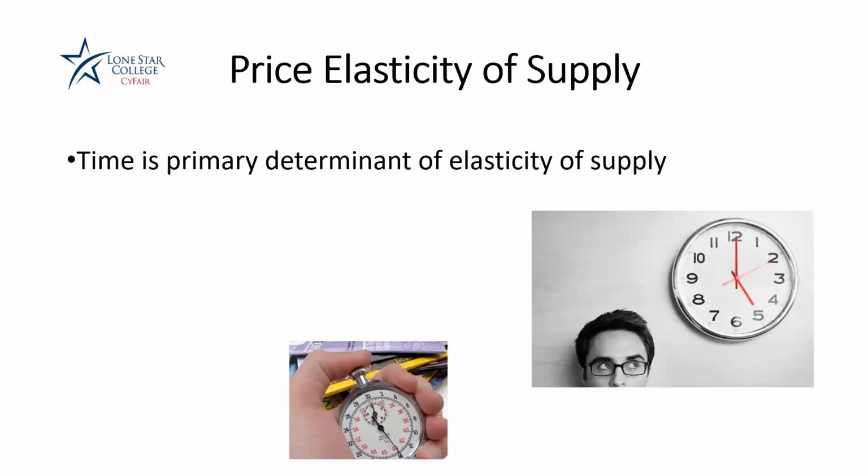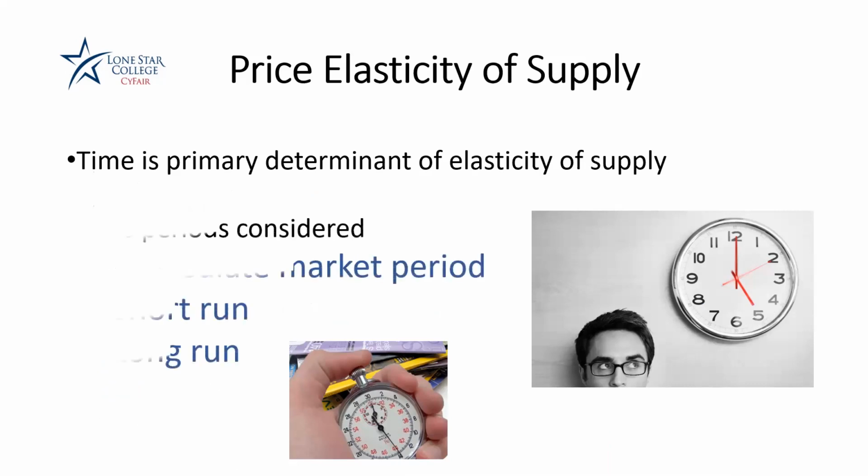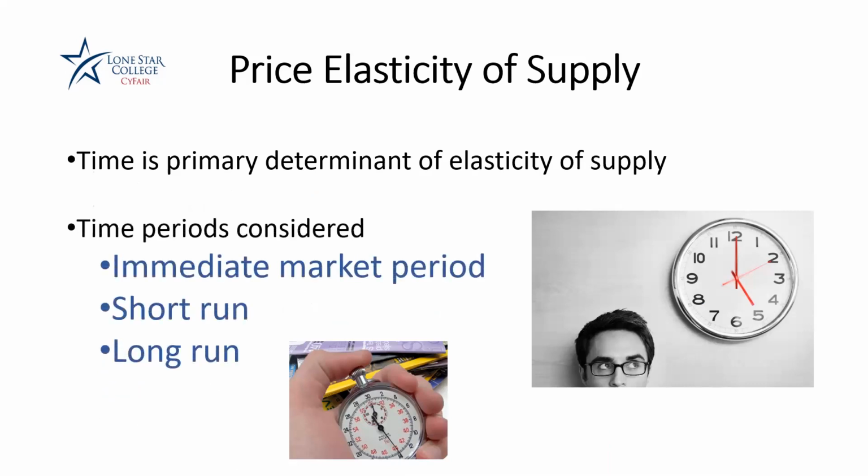Now let's talk a little bit about time. So we have 3 different time periods in microeconomics that are going to impact our price elasticity of supply. We have immediate market, we have short run and long run. Typically, when we say short run, we mean less than 6 months. Long run is more than 6 months. Immediate market is right now.